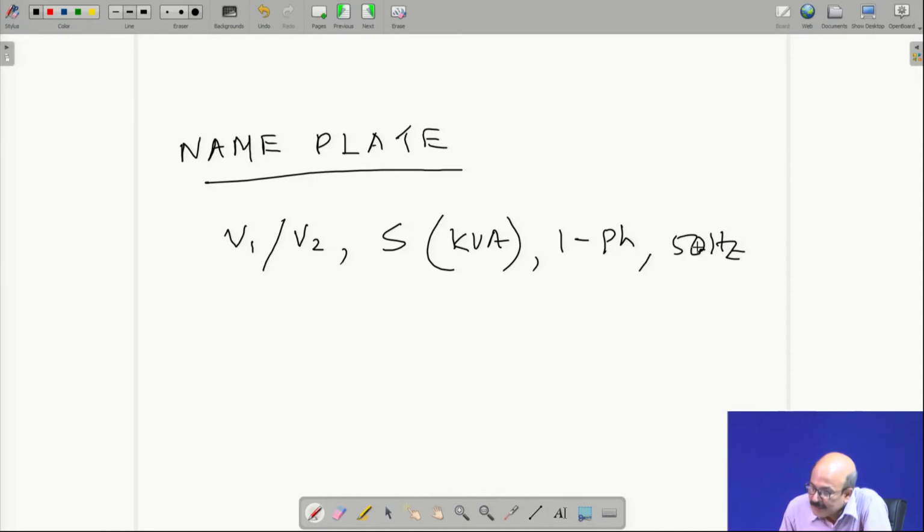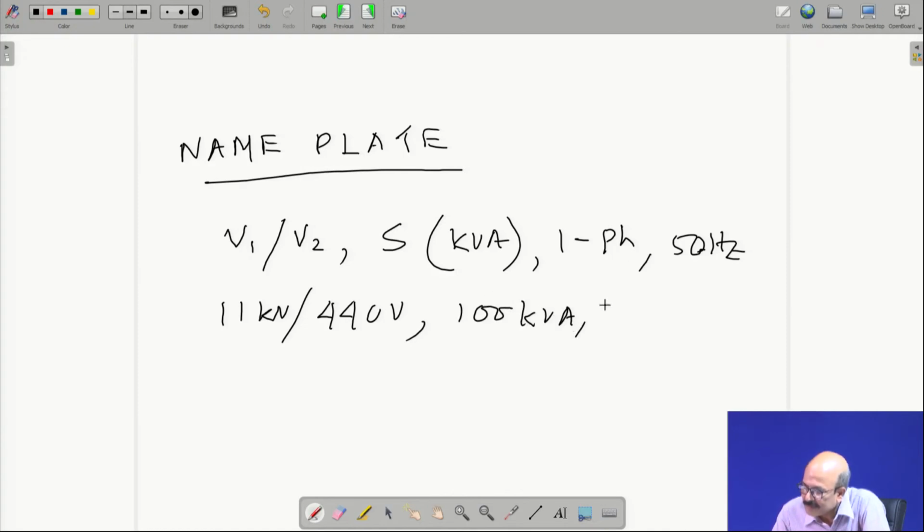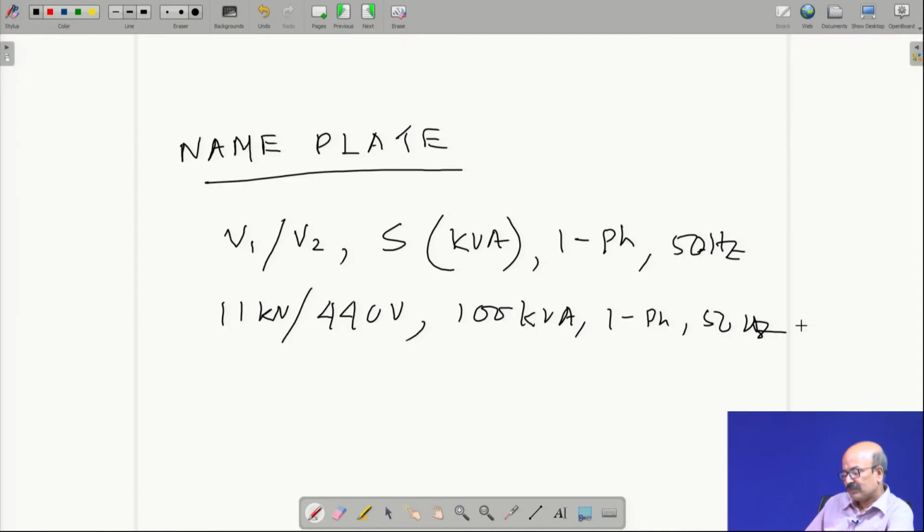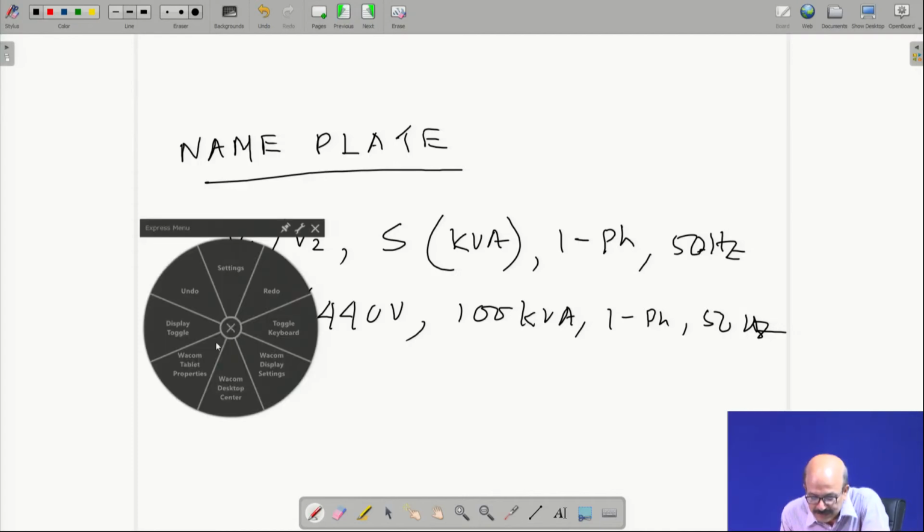Let us take a concrete example. Say we have a transformer 11 kV by 440 volt, 100 kVA, single phase and 50 Hz. Suppose these informations are available on the nameplate. What do you understand? Clearly, there are two sides. One side is rated for 11 kV.